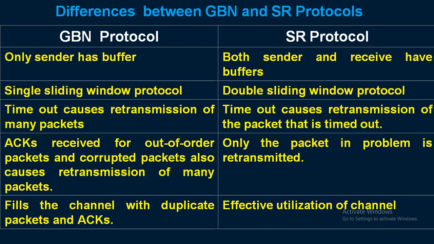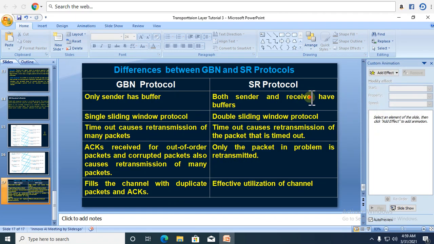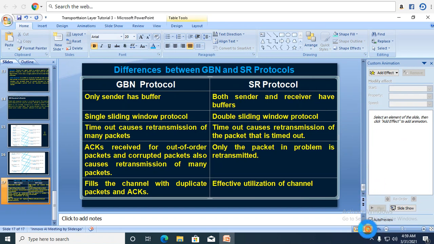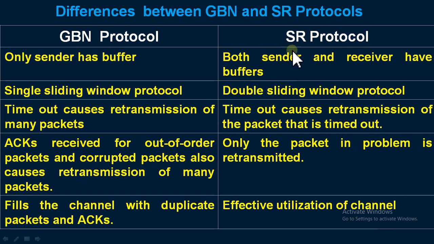So with this, we come to the end of the SR protocol and the GBN protocol, and we will just recall the salient differences between the GBN protocol and the SR protocol. Only the sender has a buffer as far as GBN is concerned. In SR, both sender and receiver have buffers. GBN is a single sliding window protocol, and SR is a double sliding window protocol because of the presence of the buffer at the receiver end also. In GBN, timeout causes retransmission of many packets. In SR, timeout causes retransmission of only the packet that is timed out. That packet alone is selected and sent, therefore the name SR protocol.